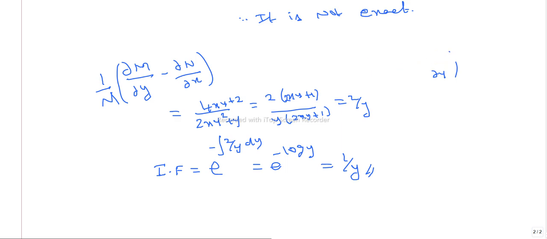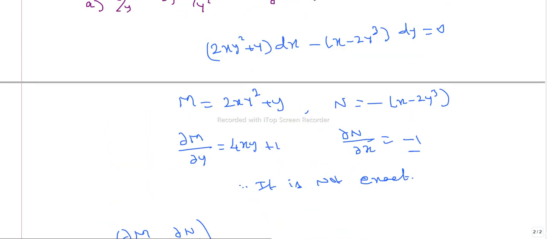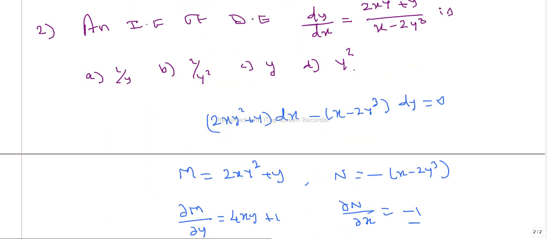So, if it is a function of y alone, then this is the integrating factor. Suppose this is not a function of y alone, then we have to find 1 by N into dou N by dou x minus dou M by dou y. If it is a function of x alone, then e power minus integral f of x dx is the integrating factor. Now, in this case, 1 by y is an integrating factor.